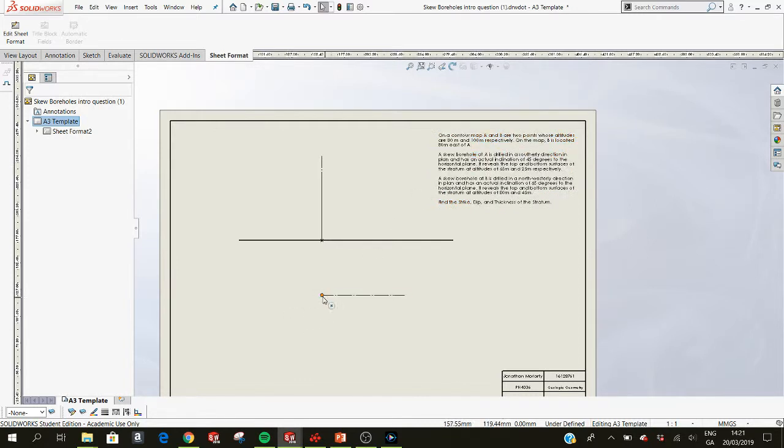So that means it will be coming straight down. It'll be stopping somewhere around this direction. We don't know where yet. And B is drilled in the northwesterly direction in plan and has an actual inclination of 65 degrees to the horizontal plane. So we know that B over here will be going somewhere in this direction. It'll stop somewhere along that line, but we don't know where yet.